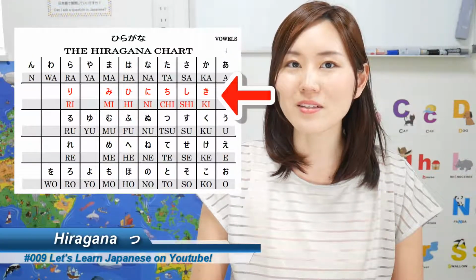And if you remember last time, the small ya, yu, yo can only come after the e sound. This small tsu can actually come after any sound. So you can use any of the hiragana and add this small tsu afterwards.